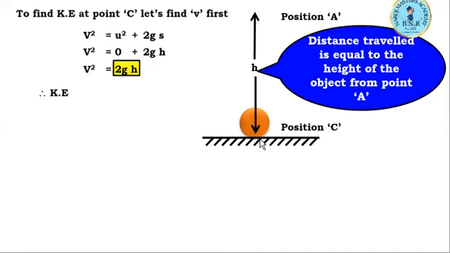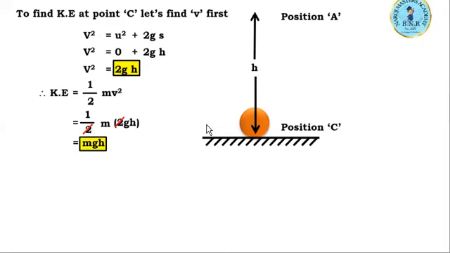Kinetic energy is equal to half mv square. You know that m is always m, and v square is equal to 2gh. So the 2 gets cancelled. Kinetic energy is equal to mgh. What about potential energy? As the height is 0, the potential energy is 0.